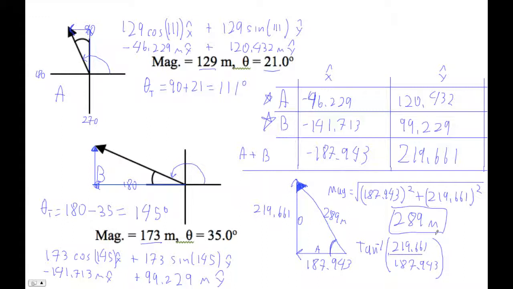Okay, here we go. 49.449. So 49.4 degrees is what it is. So we would say that angle theta is 49.4 degrees.